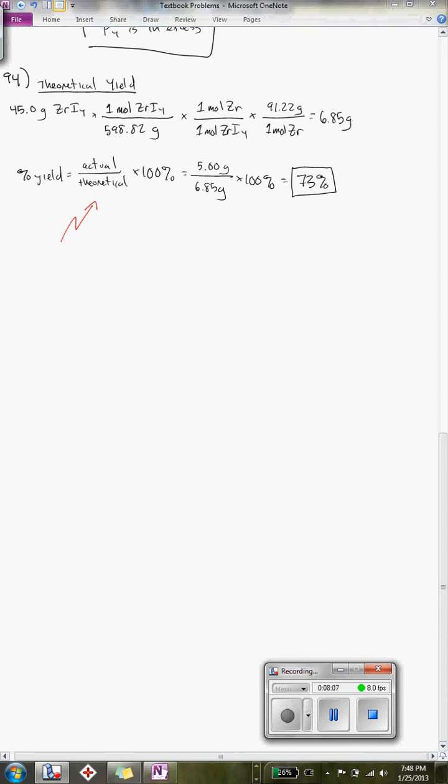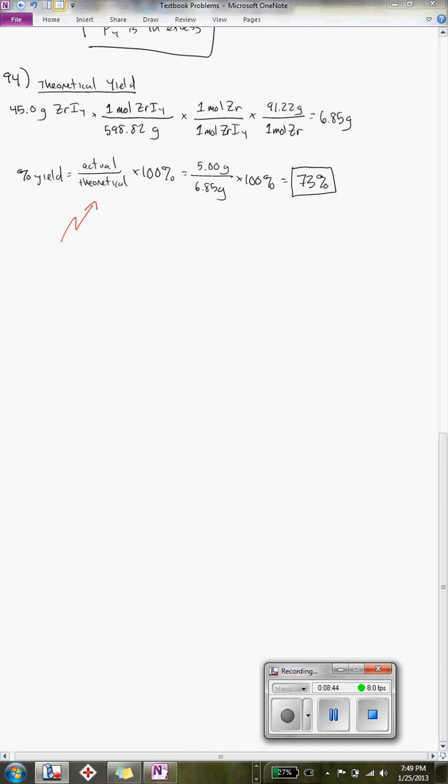So in number 94, you're given a balanced chemical equation. You're given the amount of one of your reactants, and you're asked to calculate the percent yield of a reaction if 5 grams of one of your products is obtained. In that case, the product is zirconium. So your first step is you want to calculate your theoretical yield here, the amount of zirconium you're supposed to get. And you do that by going from grams of zirconium to moles of zirconium, from moles of zirconium to moles of zirconium iodide, and from moles of zirconium iodide to grams of zirconium iodide.